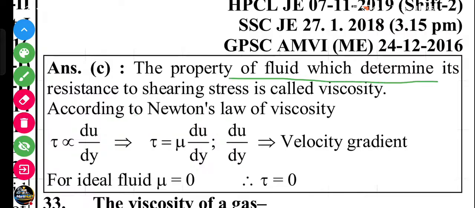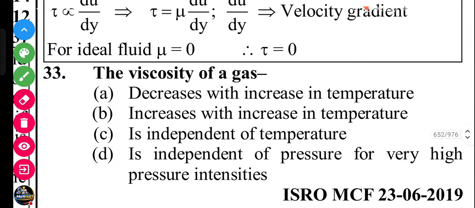The property of the fluid which determines the resistance to shearing stresses is called the viscosity. According to Newton's law of viscosity, tau is directly proportional to the velocity gradient. For the ideal fluid, the dynamic viscosity is 0. The viscosity of a gas: decreases with the increase in the temperature, increases with the increase in the temperature, is independent of the temperature, is independent of the pressure for very high pressure intensities.